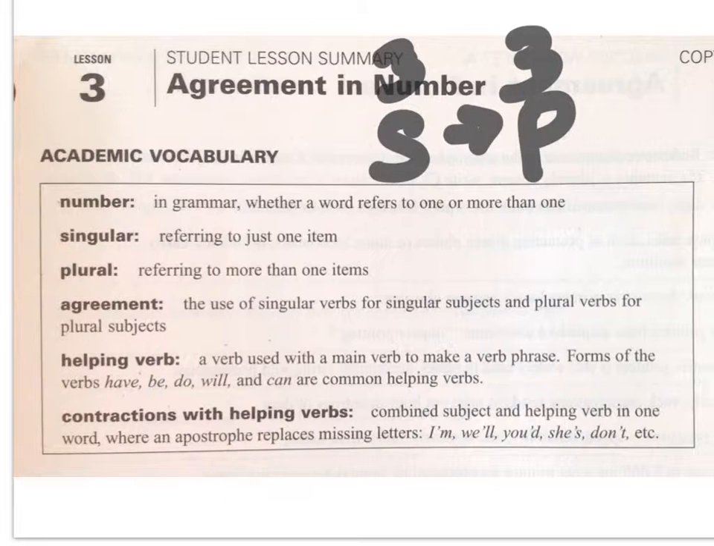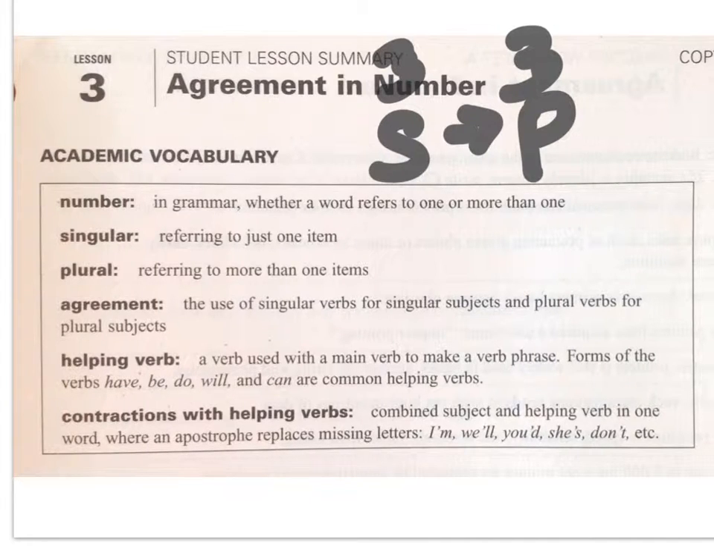So here's the vocabulary words you need to understand. Number in grammar is whether a word refers to one or more than one. Singular, referring to just one item. Plural, referring to more than one item. Agreement, the use of singular verbs for singular subjects and plural verbs for plural subjects.